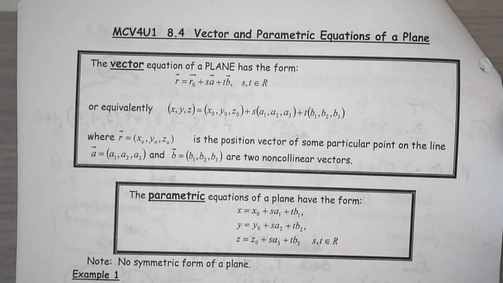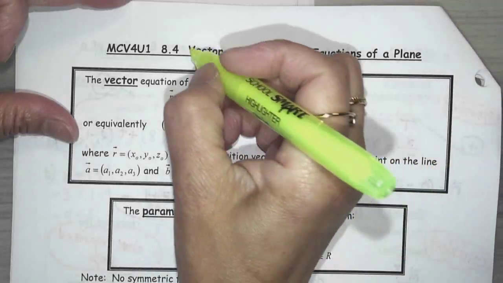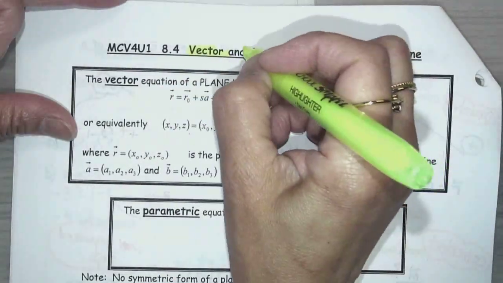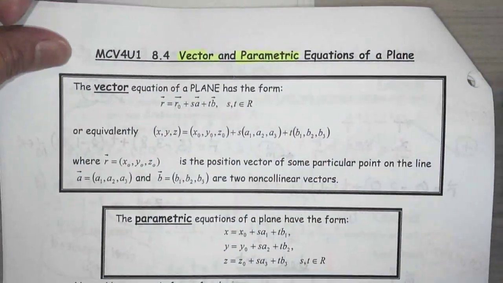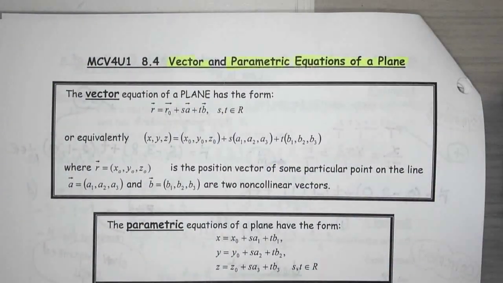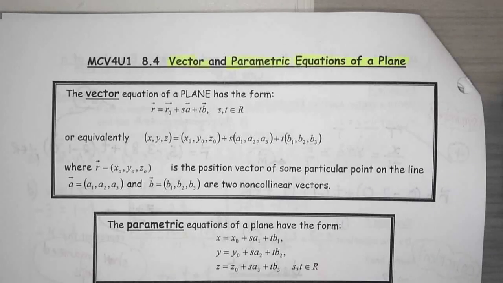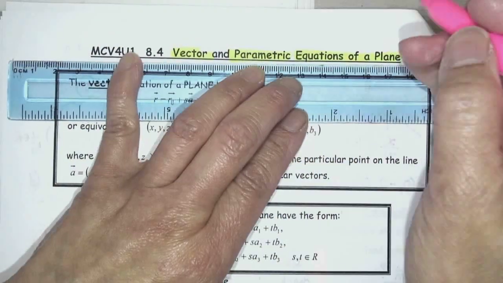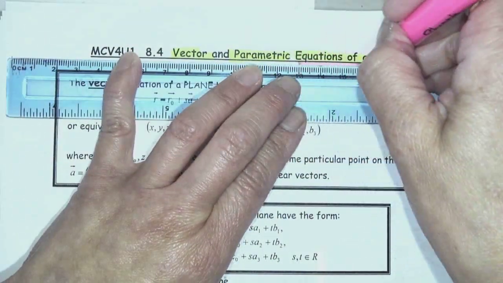Point 4, we're looking at the vector and parametric. So we know those words, vector and parametric. It's the same two words there, but it's equation of a plane. So this is new, of a plane. What we've done so far is we've done equations of a line, and now it's equation of a plane.